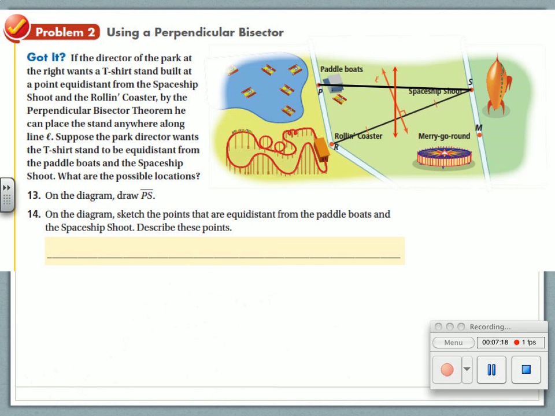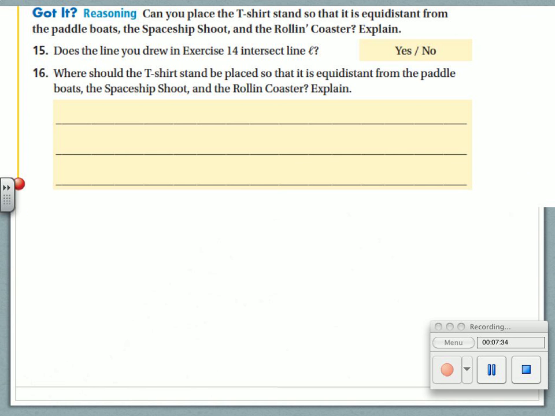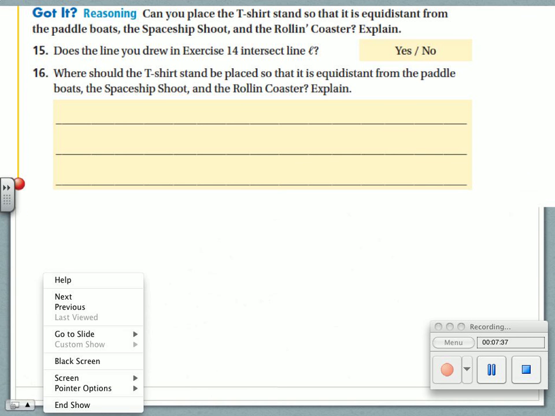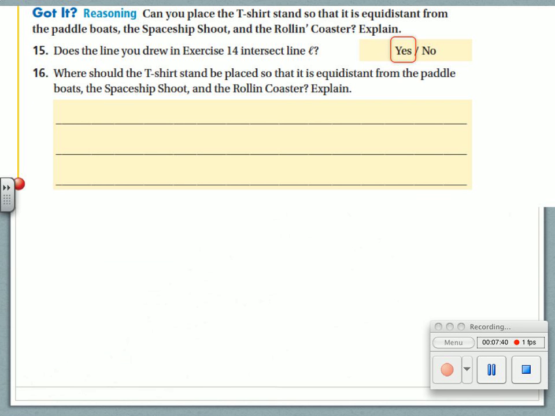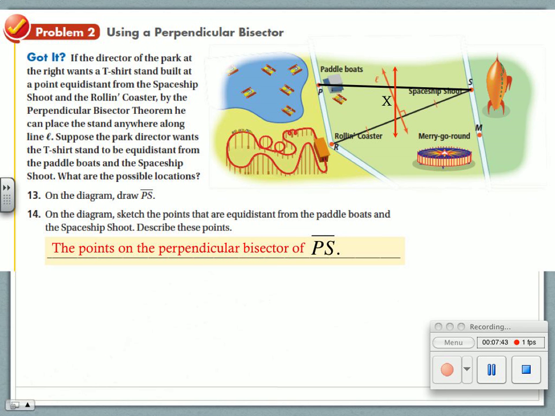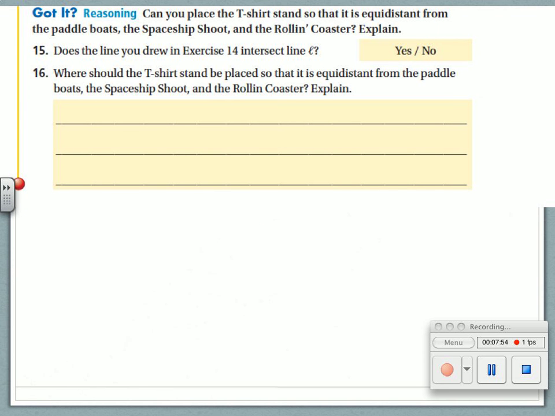So on the diagram, sketch the points that are equidistant from the paddle boats and the spaceship chute. We just did that when we drew these lines, so let's describe them. I'm going to put a point X. That's for the next slide, but just remember there's a point X there and go ahead and put it on your diagram. So the points on the perpendicular bisector of PS are the points that would be equidistant between the paddle boats and the spaceship chute. Now let's continue on.